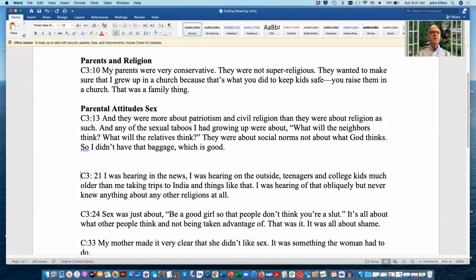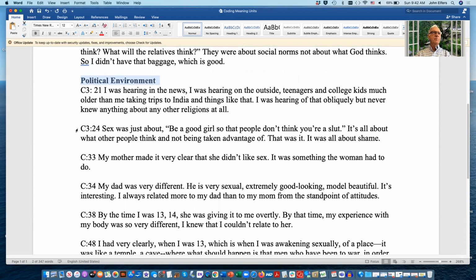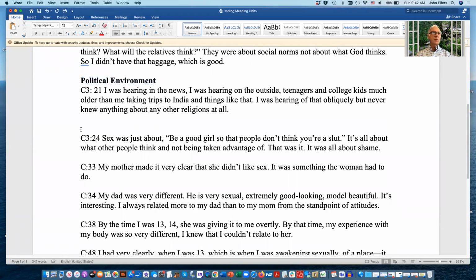So here, I was hearing in the news on the outside, teenagers, college kids much older than me, taking trips to India and things like that. I was hearing obliquely, but never knew anything about other religions at all. So here, I'm just going to call this political environment. Okay, so I'm coding this. You can see I'm looking at each one individually. What is a label for this code? Or for this meaning unit? What is the code for this?